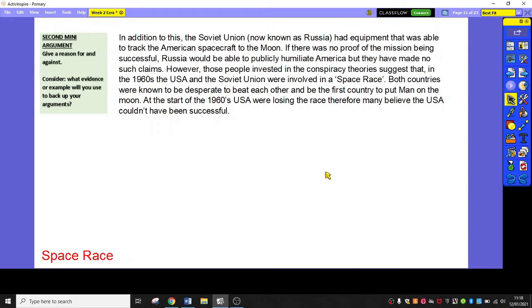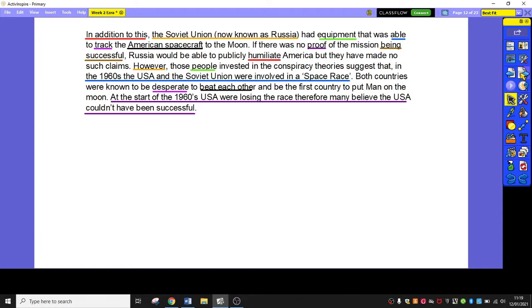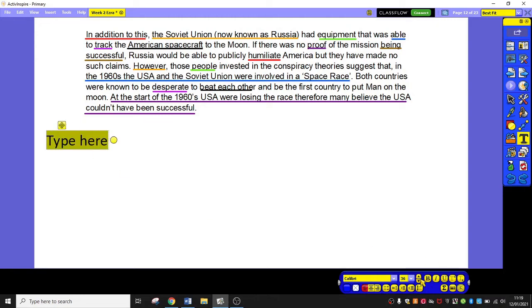But we are still, in terms of that balance, saying that the space race happened, and people argue that it couldn't have been real because they were so far behind at the beginning of the 1960s. So that is the content of this paragraph. I've just taken this paragraph and underlined key words and phrases within it which might help us with that mimic level 1.